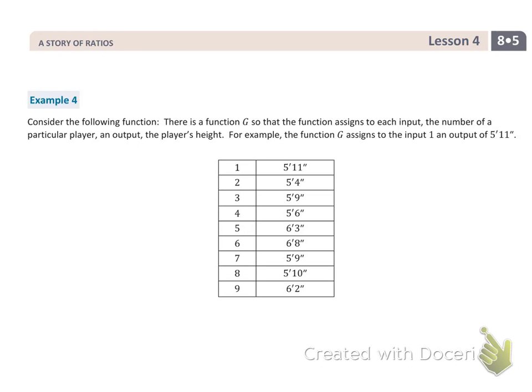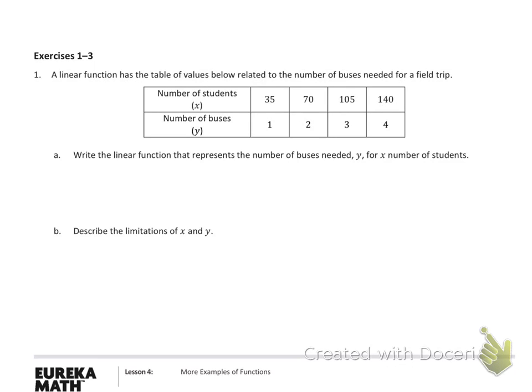And hopefully you would notice that it's obviously discrete because each of the inputs is separate. There are gaps between the inputs because it's just particular players. And so this is an example of a discrete function, and it's an example of a function that can't be described by an equation or a mathematical rule. Okay, so let's look at your exercises now.